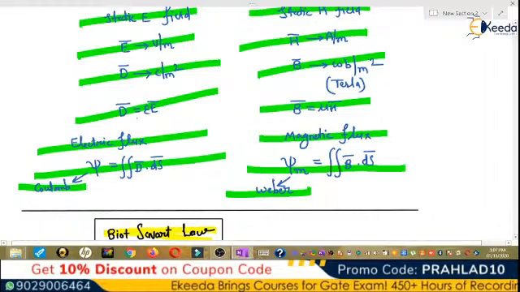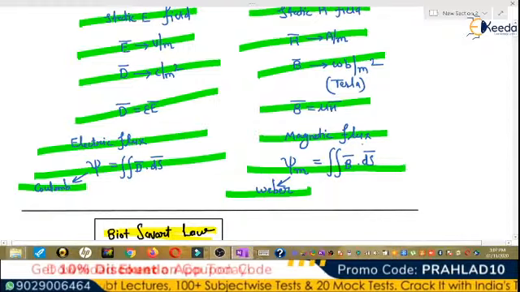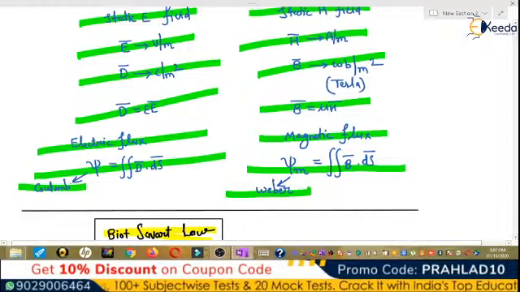So D is equal to epsilon E, but B is equal to mu H. The electric flux can be written as the double integration of D vector dot dS vector, and the magnetic flux can be written as psi m, equal to the double integration of B vector dot dS vector. The unit of electric flux is coulomb, but the unit of magnetic flux is Weber.